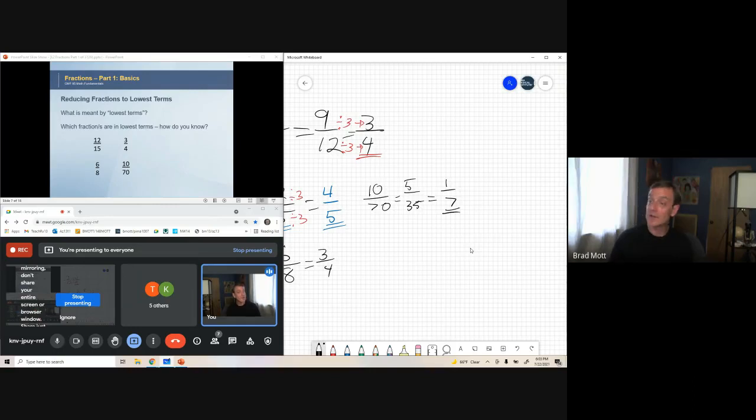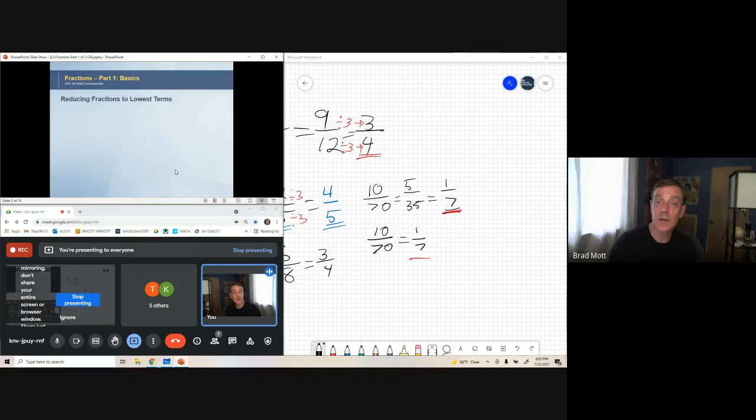Now you have the simplified version of 10/70. You don't always have to do it this way. You could probably also see that both 10 and 70 are divisible by 10. So 10 goes into itself once. 10 goes into 70 7 times, and you arrive at the exact same place, 1/7. Okay? So there are many ways to simplify a lot of fractions. And so fractions to lowest terms, we have done all of these. Remember, I'll reiterate this again, always, always reduce to lowest terms.